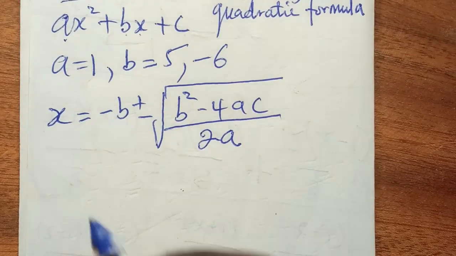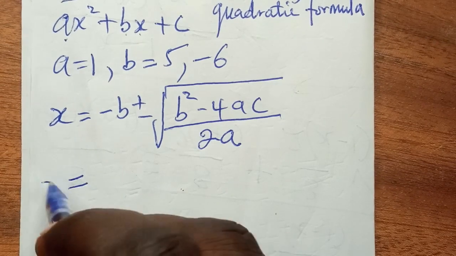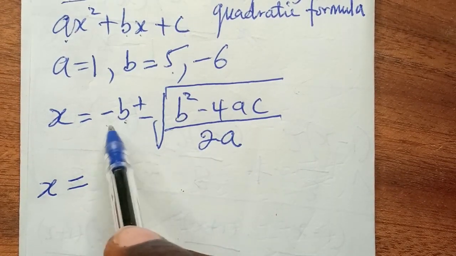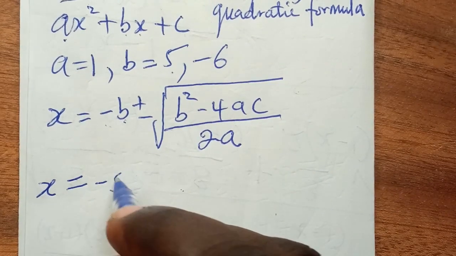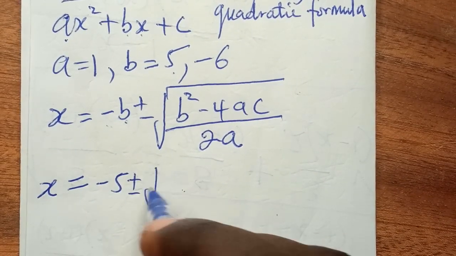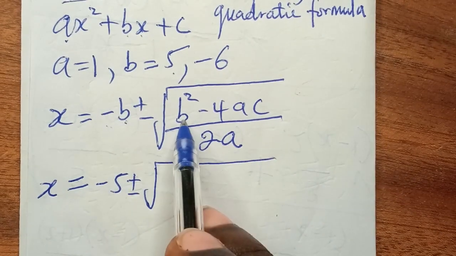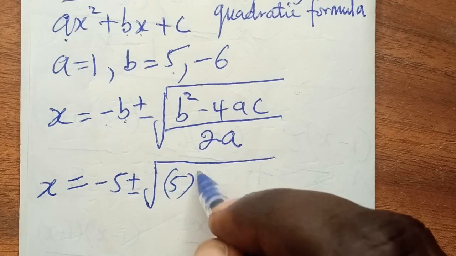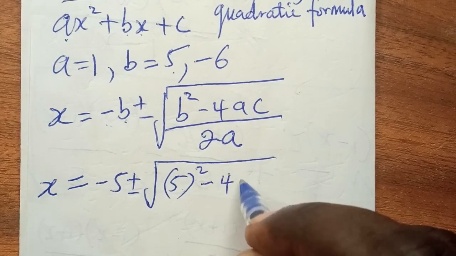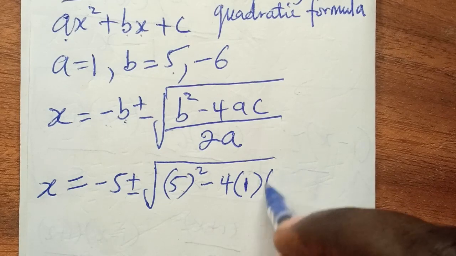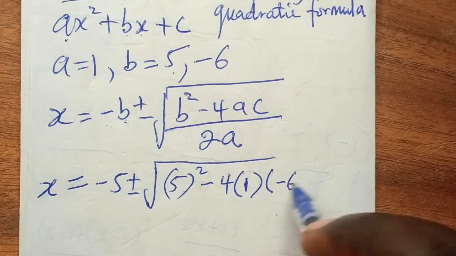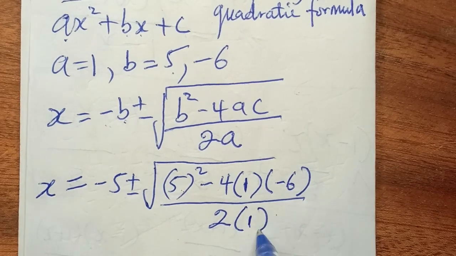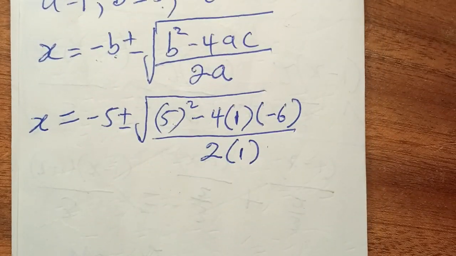To do this, we are going to say that x will be equal to, but we know b. So b is 5, but they say minus b, so minus 5, plus or minus square root now of b squared. But b is still 5, which means 5 squared, as you can see here, minus 4 into a, which is 1, and c is minus 6. They are telling us now to divide by 2a. A is still 1.